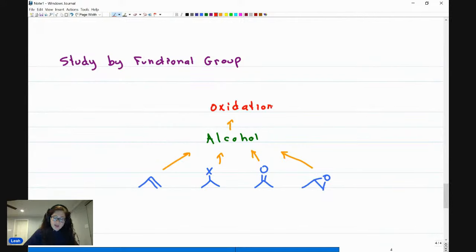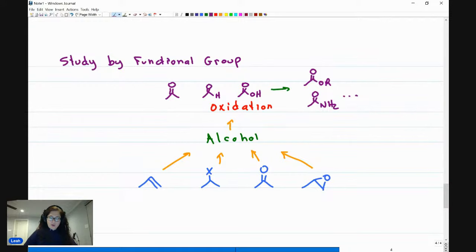And if I oxidize the alcohol, I can turn it into a ketone, into an aldehyde, into a carboxylic acid. And then, you can take that carboxylic acid and turn it into a carboxylic acid derivative. You can go to an ester. You can go to an amide. What am I saying? You can go to just any other functional group.